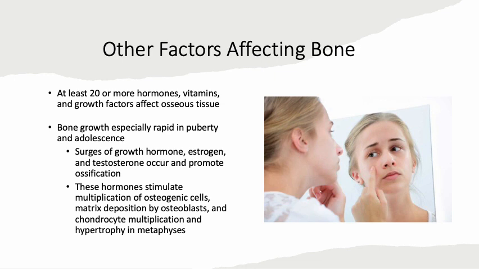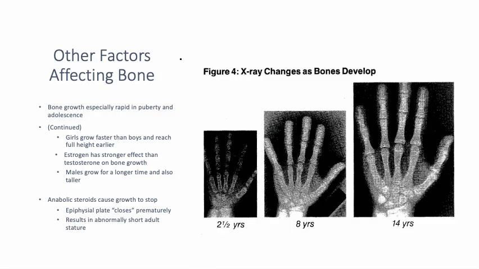Specifically growth hormone, that's the one that's going to make it surge the most, because its job is to make you grow. So if you're secreting growth hormone, of course your bones are going to grow because everything's growing. Girls typically grow faster than boys and reach full height earlier, which is pretty common that we know that, right? So typically by the time a girl has started menstruation, she's done growing.